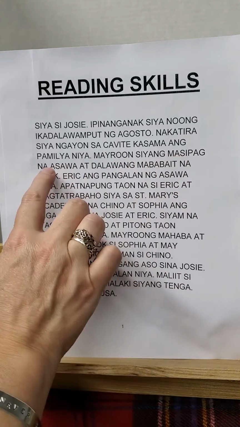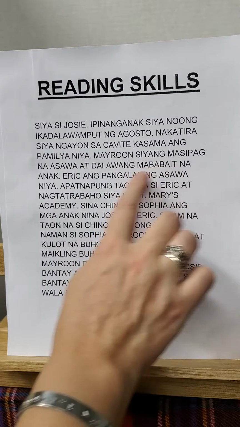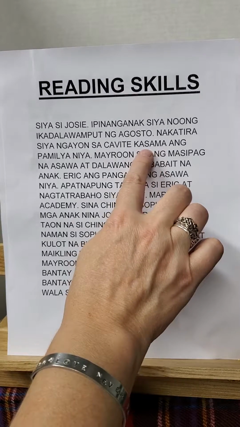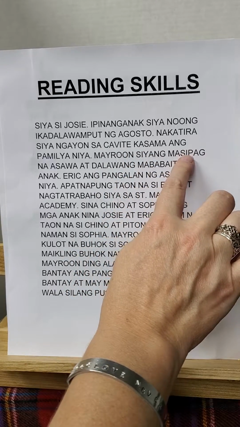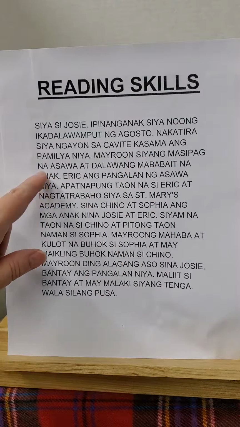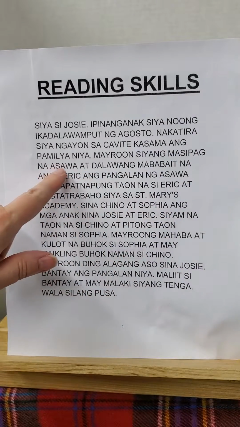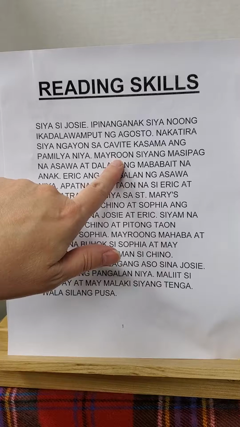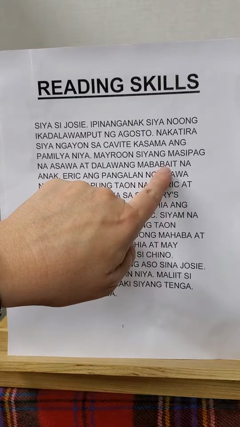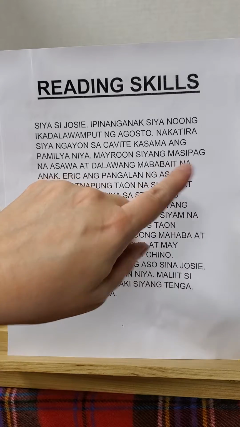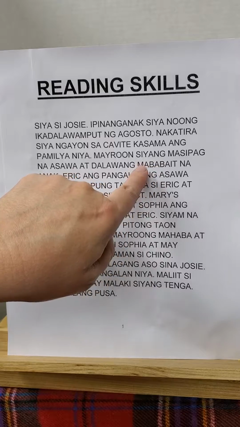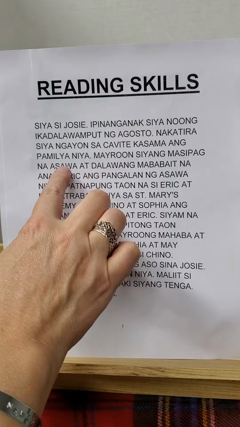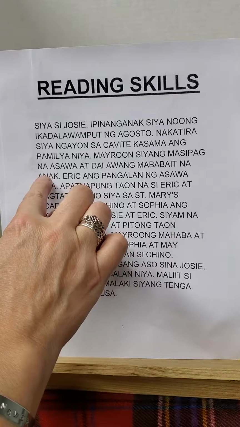Mayroon siyang masipag na asawa at dalawang mababait na anak. Have, she, with a connecting word, connector right there, na. Have she industrious, or connecting with asawa, so masipag na asawa would be industrious spouse, and dalawang, with a connector, dalawang, two, mababait. Mabait is kind. Since there's two of them, you'd have to double the ba, right? Mababait na anak. So, she has an industrious husband and two kind children.